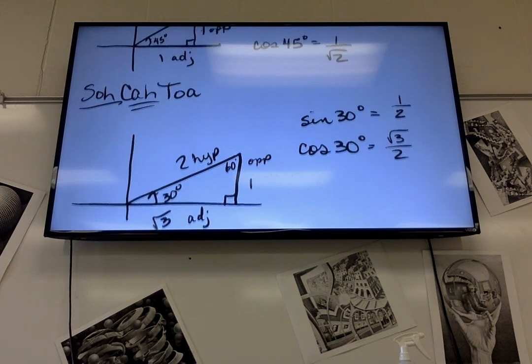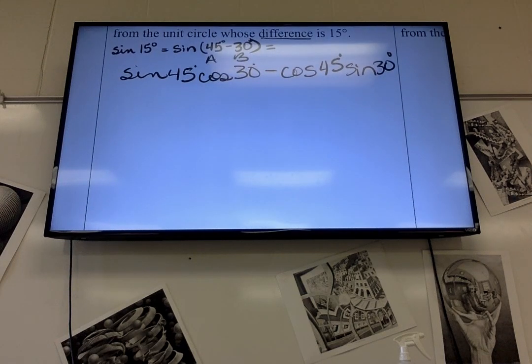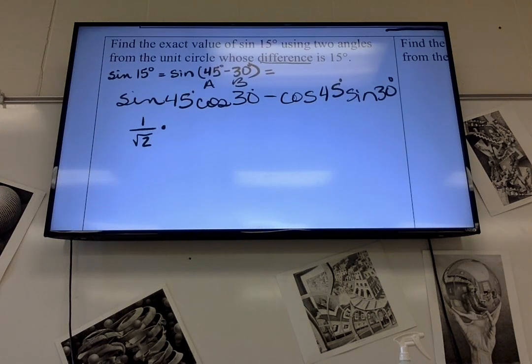Okay, so we have sine of 45, which was 1 over the square root of 2. Forgot. Cosine of 30 was square root of 3 over 2. Minus cosine of 45, which was 1 over the square root of 2. And the sine of 30 is 1 over 2.